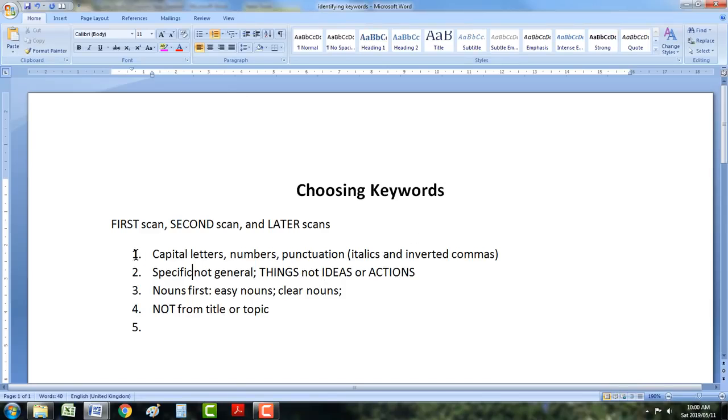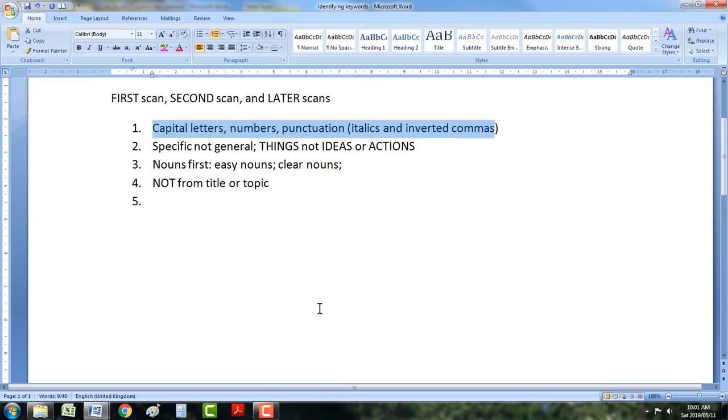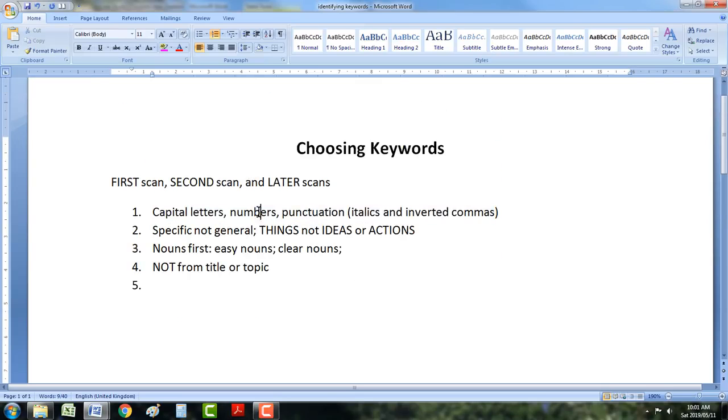All right, now the most obvious one, and the one that you all know, is capital letters. Definitely numbers and things with punctuation. For example, italics. Italics is this over here. Italics is when it's leaning forward. And inverted commas, let me put some inverted commas in over there. Those are inverted commas. So that kind of thing is what you're going to go and look at first, and that really catches the eye, and you can find those quite quickly.